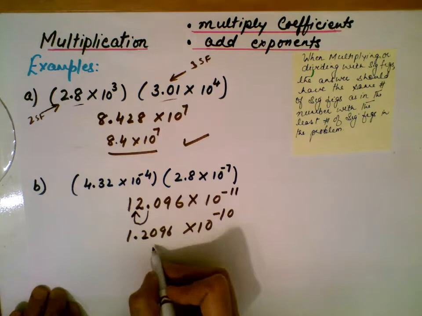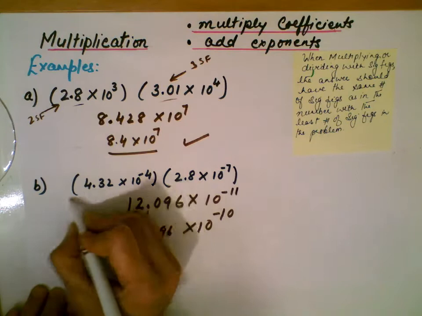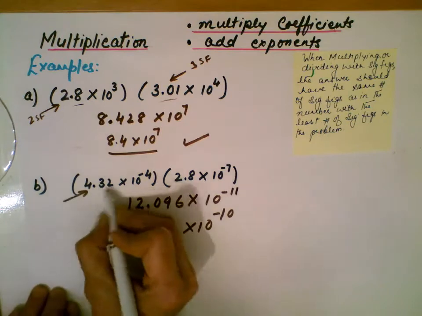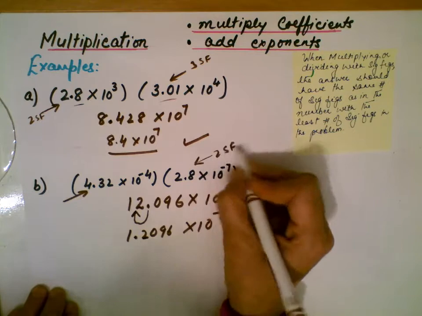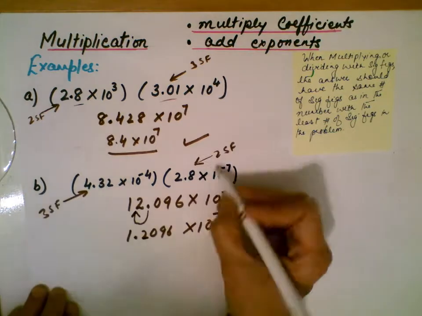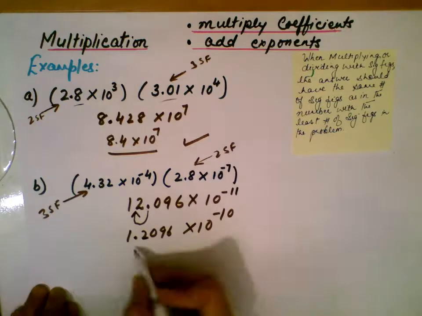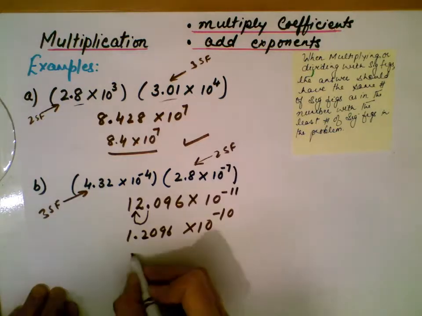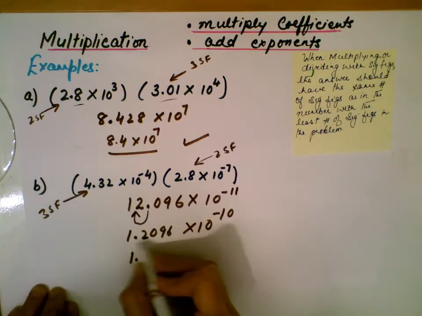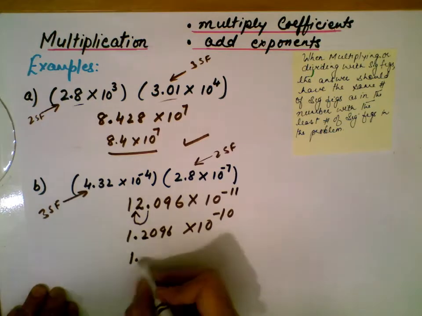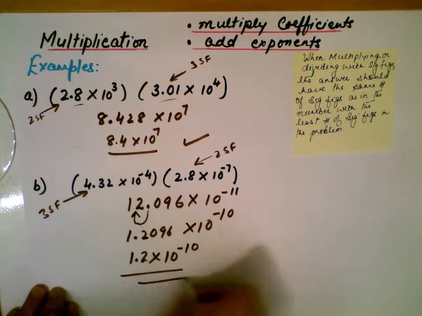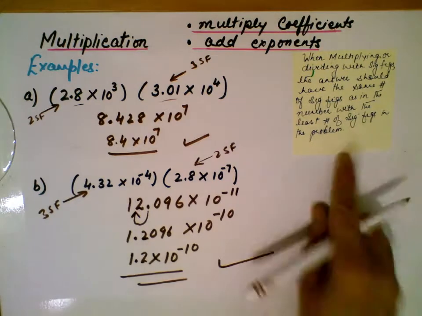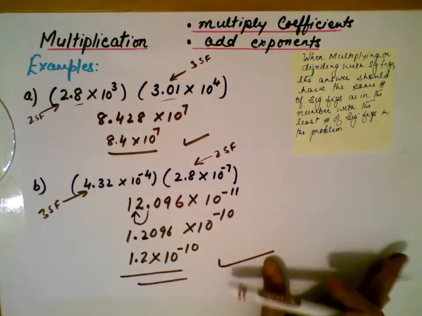Now we have to write in correct significant figures. This number here is 3 sig figs, 1, 2, 3, and this number here is 2 sig figs. So your answer cannot have more than 2 significant figures. When I round off here, 1 and 2, the next number is 0, so it is going to remain as 2. This is your answer and I'm going to leave it here. This is the same rule for multiplication and division.